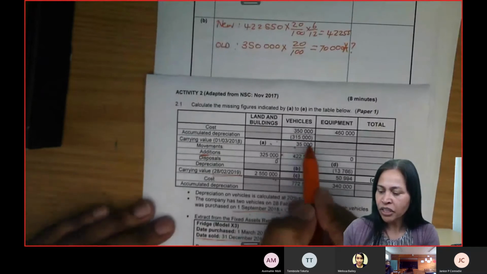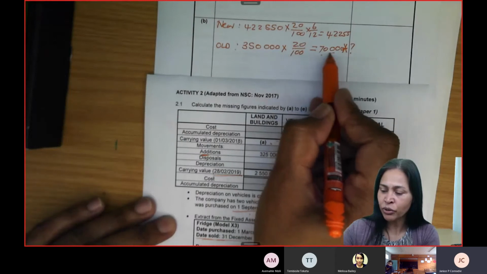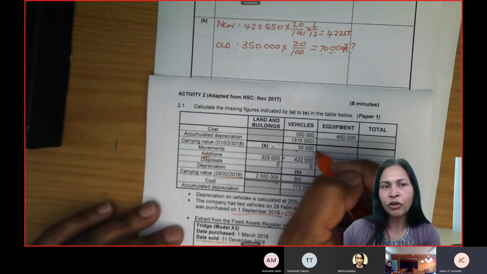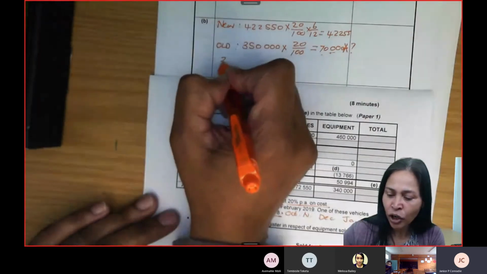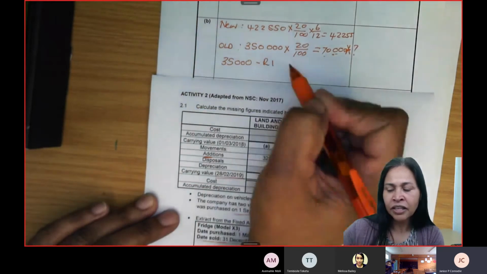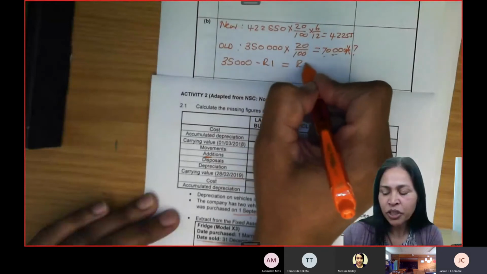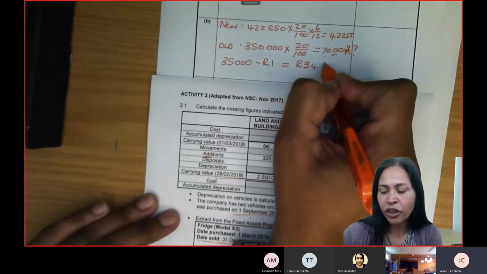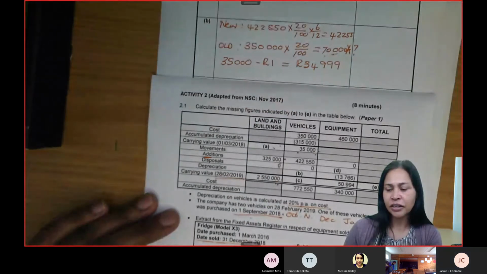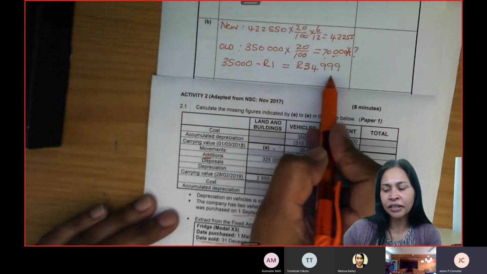Right? So we're going to take my carrying value of 35,000. So we're ignoring this one, 70,000. We cannot use that. As I've explained, it cannot be more than the carrying value of the asset. So we'll take the last carrying value of 35,000. We remove the R1 that must remain in our books. That means the maximum depreciation on this specific asset would be 34,999. So on my old ones, I'm only allowed to write off 34,999.